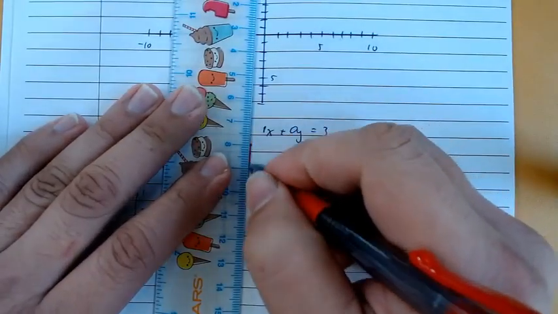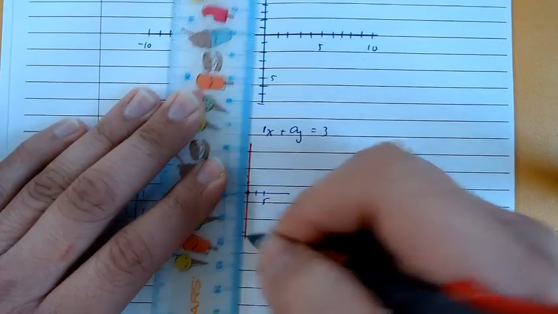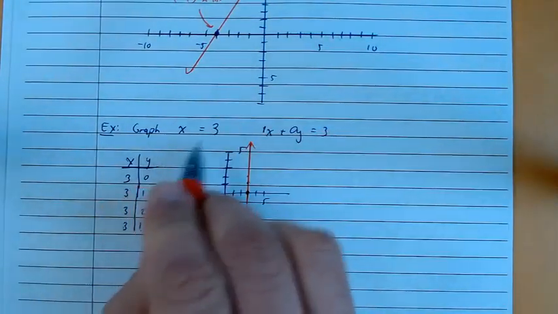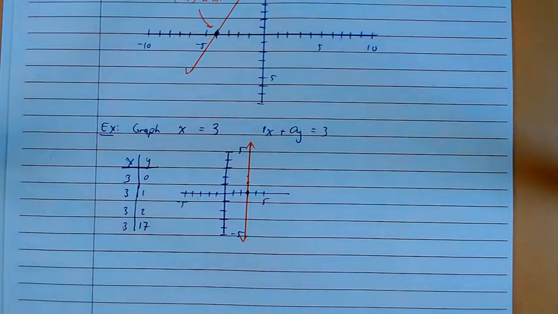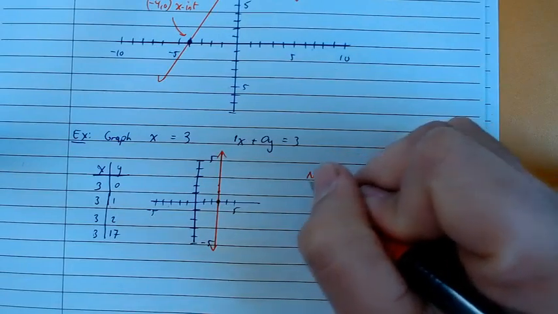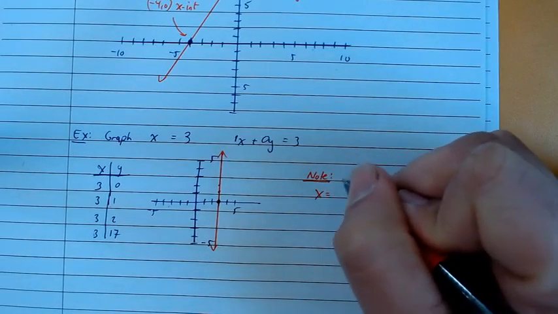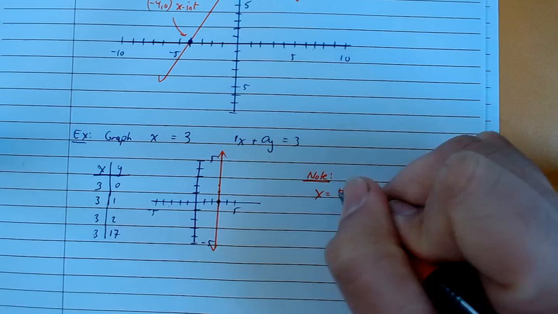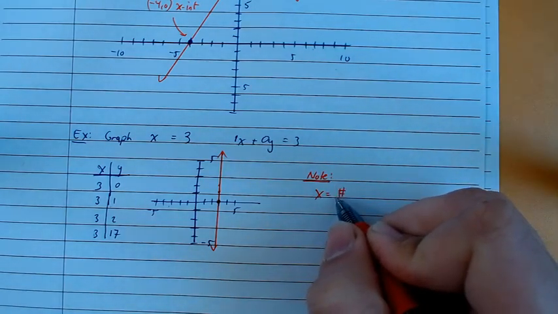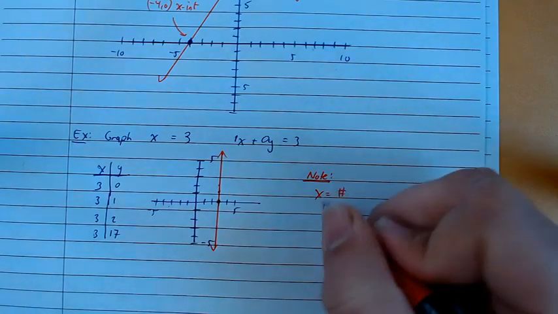Rather, what's the shape of that graph? It's a vertical line, straight up and down. So whenever you have an equation that looks like x equals a number, that's going to be a vertical line. Note, x equals a number, and here it doesn't really matter what that number is. X equals a number gives you a vertical line.